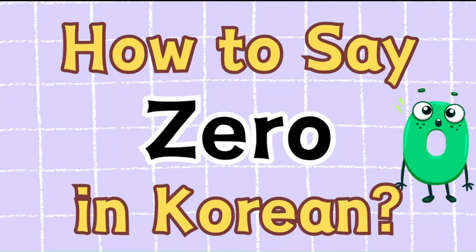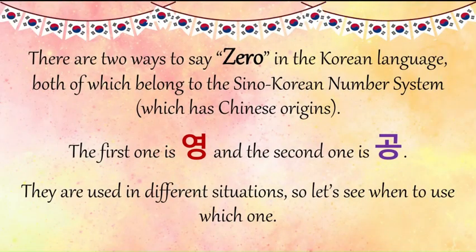Okay, now we are going to talk about a very special number, that is 0. So let's see how you are going to say 0 in Korean language. Alright, so there are two ways to say 0 in Korean, and both of them belong to the Sino-Korean number system. As we already know, the Sino-Korean number system has Chinese origins. It is derived from the Chinese language. So as I said, there are two ways to say 0, but both of them belong to the Sino-Korean system, not the native or pure Korean number system.